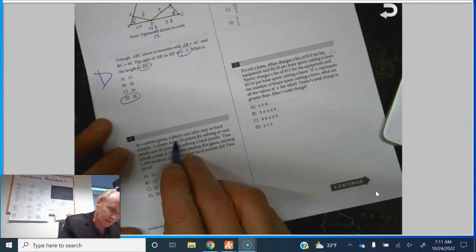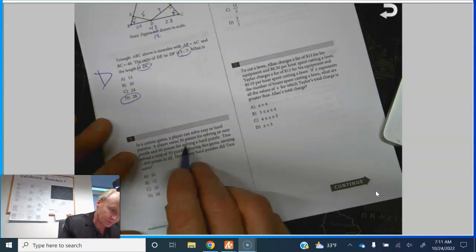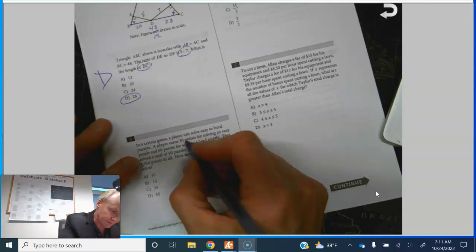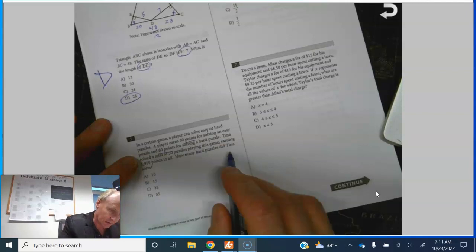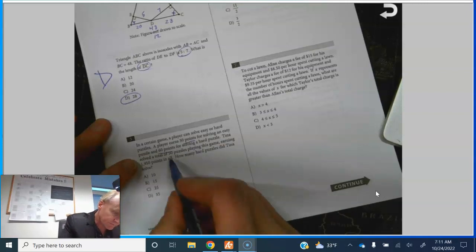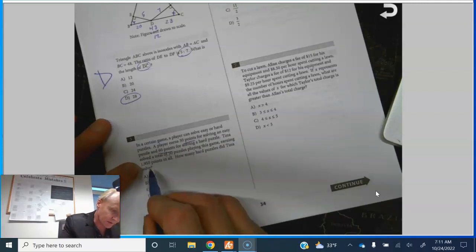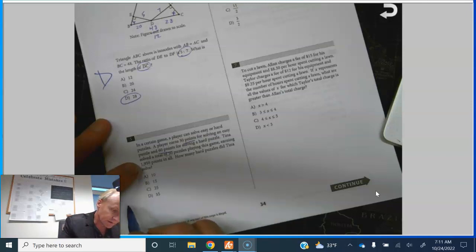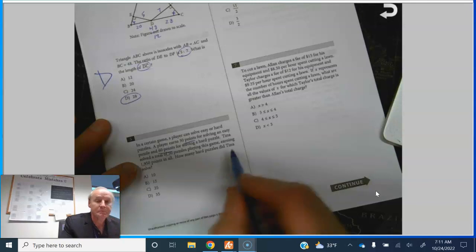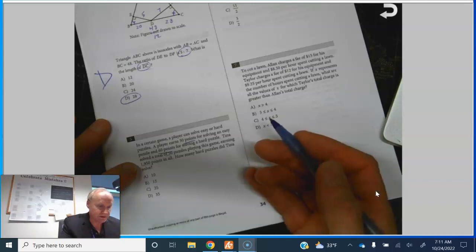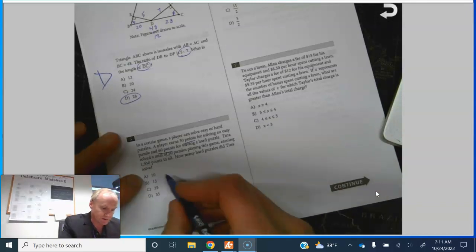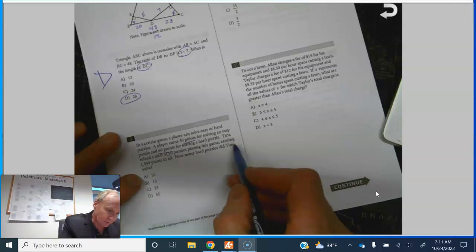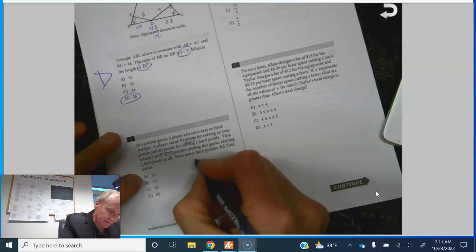In a certain game, a player can solve easy or hard puzzles. 30 for an easy, 60 for a hard. Tina solved 50 puzzles playing this game, earning 1950 points in all. How many hard puzzles did Tina solve? Well, what you can do is just trial and error it. So she did 50 altogether.